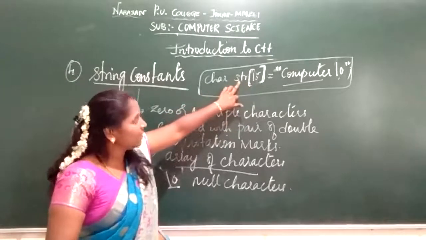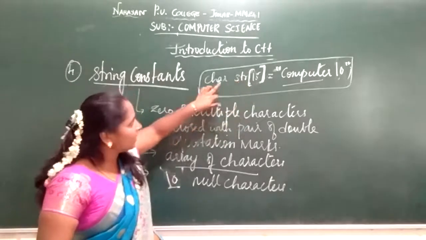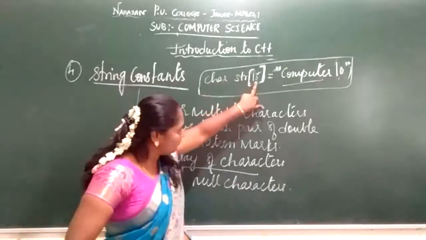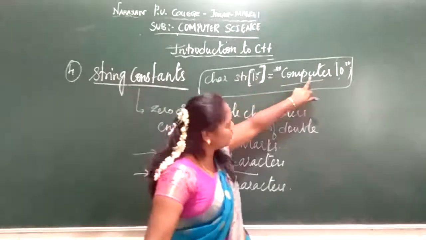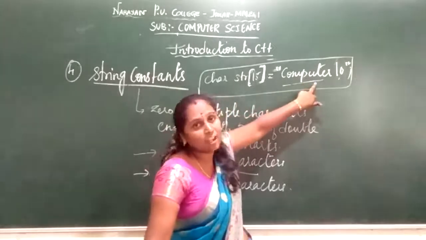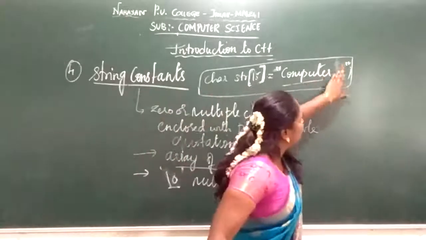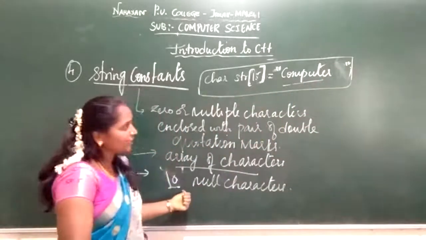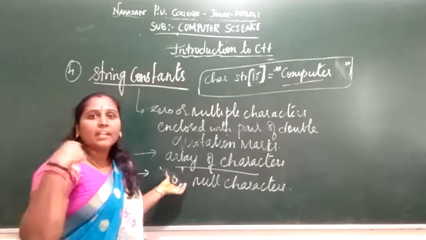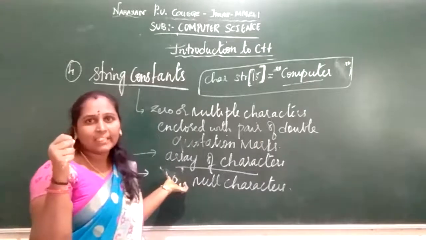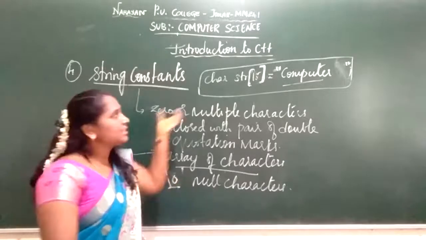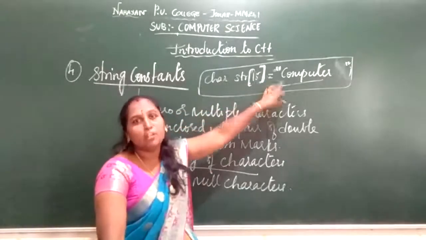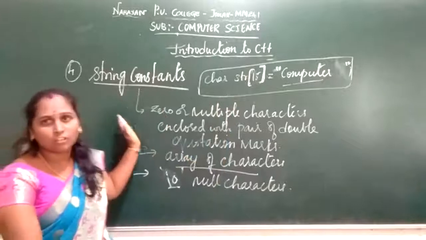So I have given str as my variable of the data type character. The size is 15. For example, the string constant is nothing but computer. If you have not specified the null character, the compiler itself is going to mark it as the null character, backslash 0. This indicates the end of the string. So this is about your string constant.